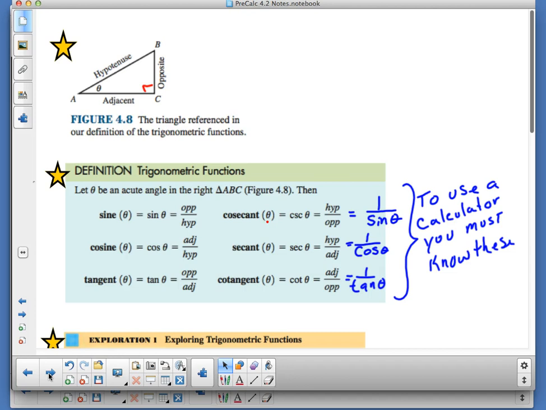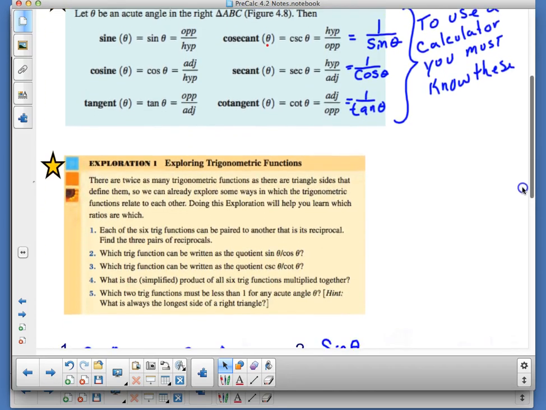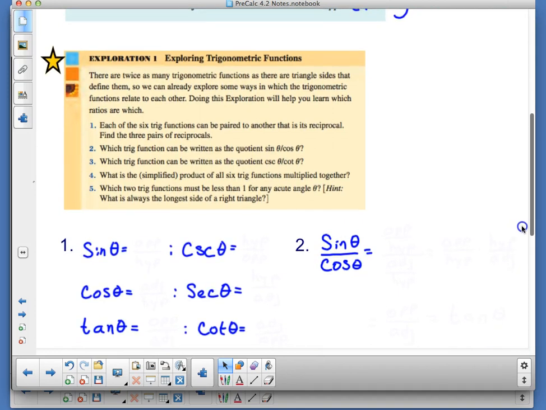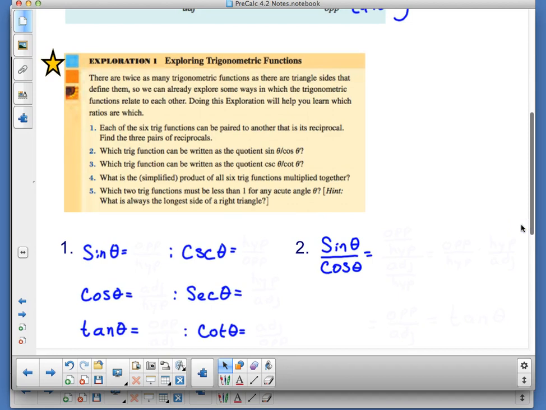Okay, and we'll talk about what those co-functions are. But to use a calculator, you must know these this way, unless your calculator, if it's an Inspire, has the cosecant, secant, and cotangent, because the other calculators do not. So you've got to know that relationship. Now, when we're looking at this relationship stuff, there's twice as many trig functions as there are triangle sides to define them. So we can already explore some ways in which the trig functions relate to each other. Doing the exploration will help you learn which ratios are which.